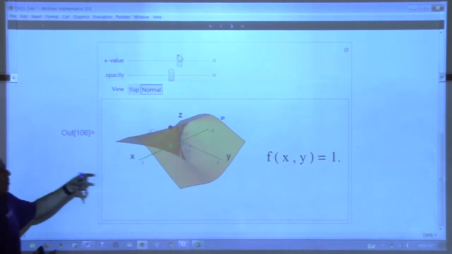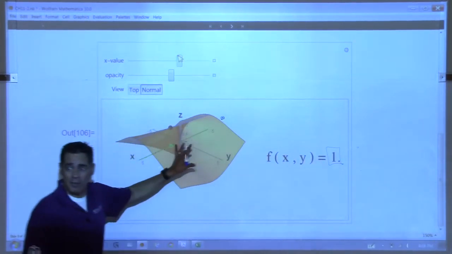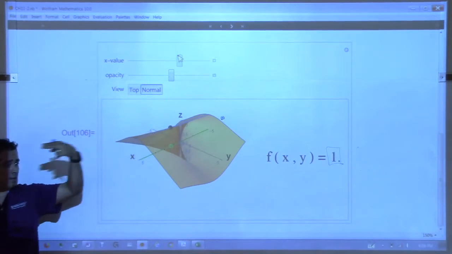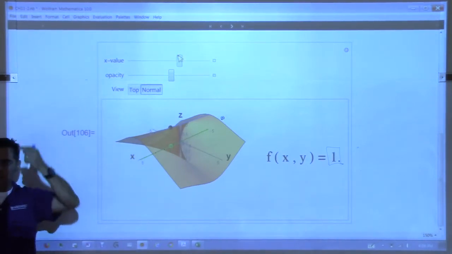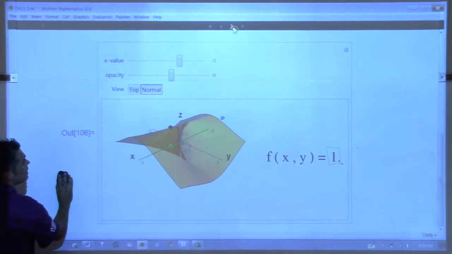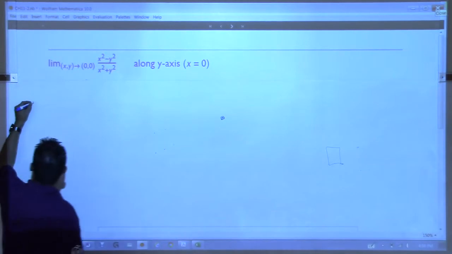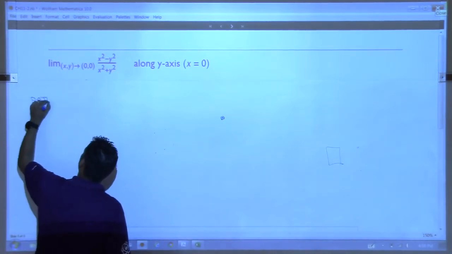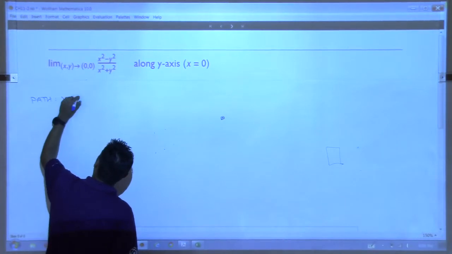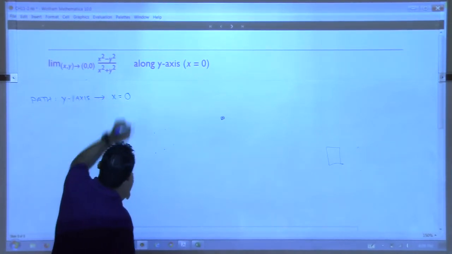So can you see that we were able to get this answer 1 without the picture? We were able to figure out that coming in along the x-axis, our function was always up at 1, or it was headed towards 1. Yes? So let's pick a different path. How about we come in along the y-axis this time? If we come in along the y-axis, this is the same as saying that x has to be 0 this time, right?